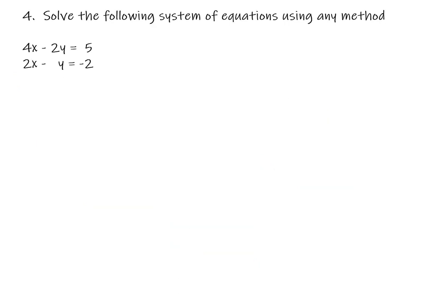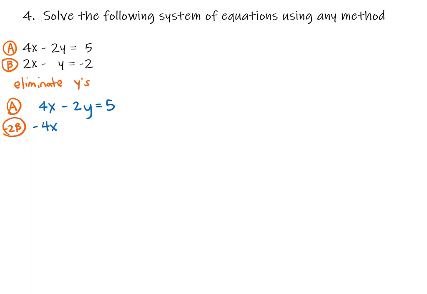Our next question says we can use any method to solve the system of equations. So I think I'm going to do elimination again. Let's eliminate my y variables. It's easy to make that second equation match the first one in the y's. So I'm going to multiply my second equation by negative 2 so that they have opposite signs. We're not going to change the first equation, but I am going to multiply the second equation by negative 2, so I'm going to get negative 4x plus 2y is equal to positive 4.